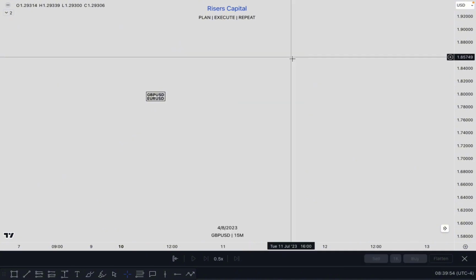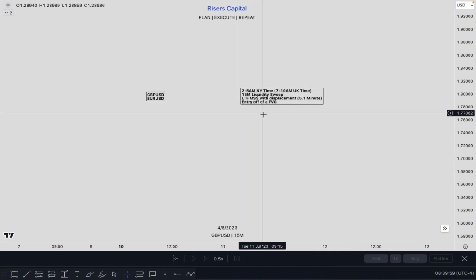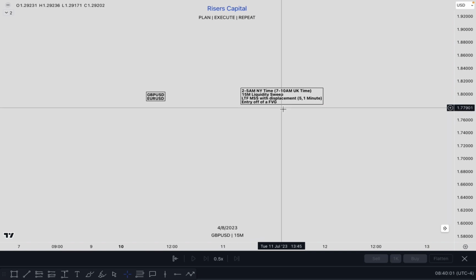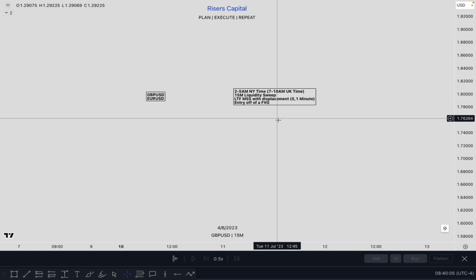The set rules to follow will be here. It has to be done within 2 to 5 a.m. New York time, which is 7 to 10 a.m. UK time. There has to be a 15-minute liquidity sweep, so it could be relative equal highs, relative equal lows, a swing low, a swing high, etc.